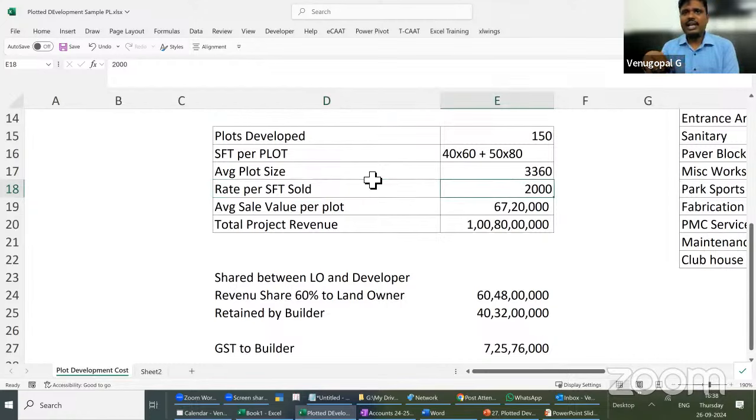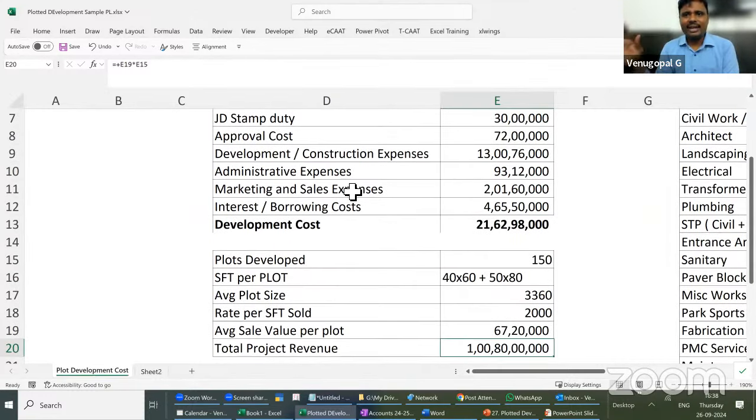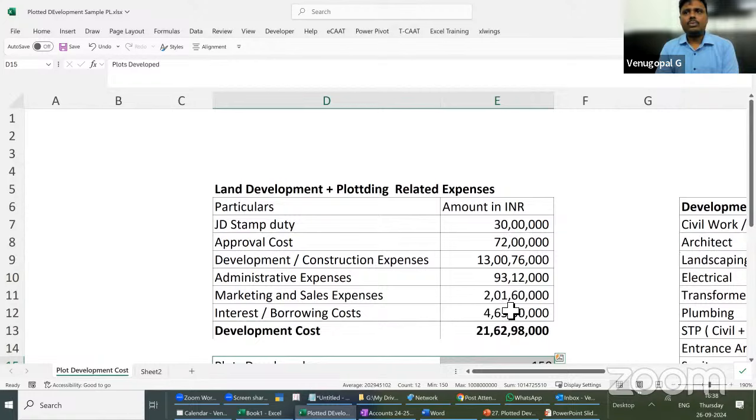So the average value of each plot is 67 lakhs. And this is a 100 crore project. This is a 100 crore project, all right? Hope you are with me on the statistics, all right? Now, what are the costs which the developer has incurred in doing it?